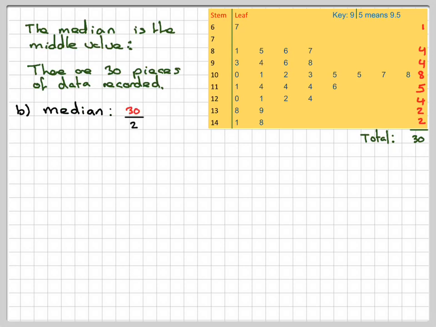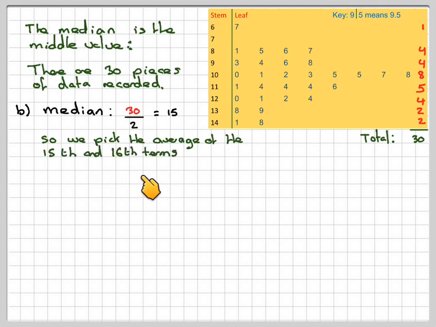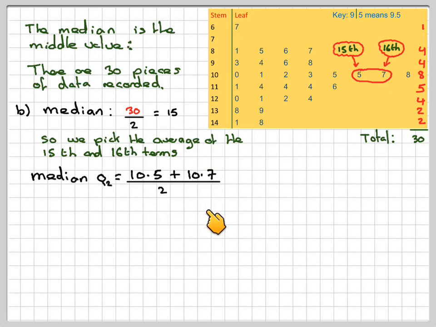The median is 30 divided by 2, the 15th value. However, there's an even number of items, so up to here there are 9, so this will be 10, 11, 12, 13, 14, 15. But the middle is in between the two because there's an even number of items, so we need to add these two together and divide by 2. So we pick the average of the 15th and the 16th term, so that's going to be Q2, which is 10.5 plus 10.7 divided by 2, which gives me 10.6.